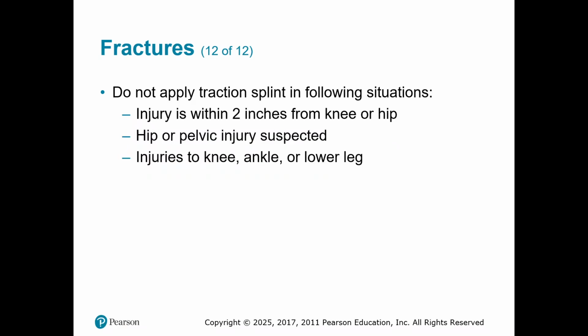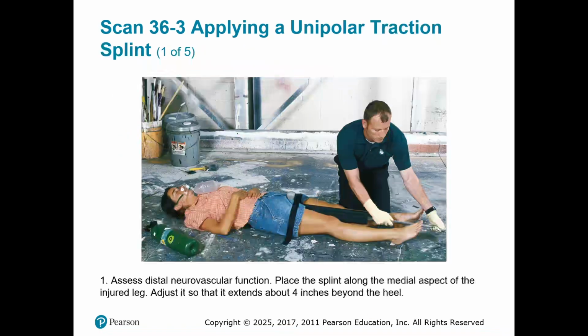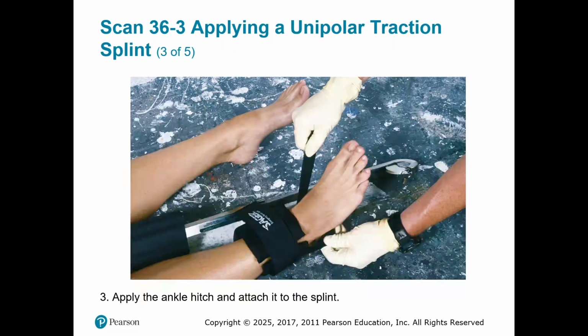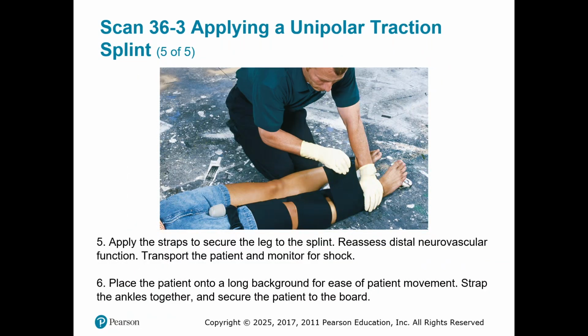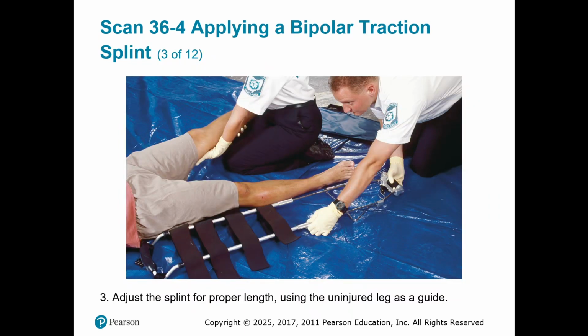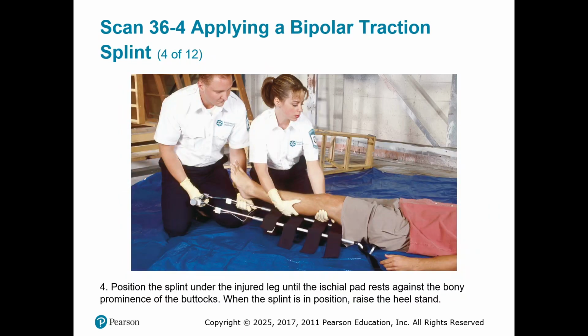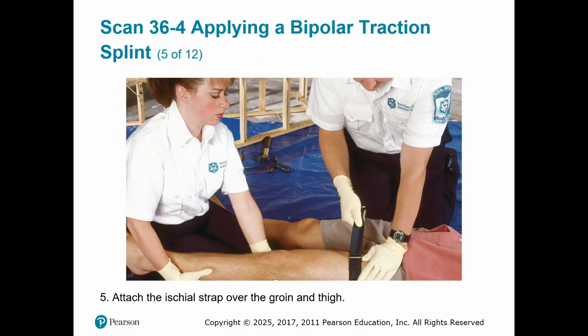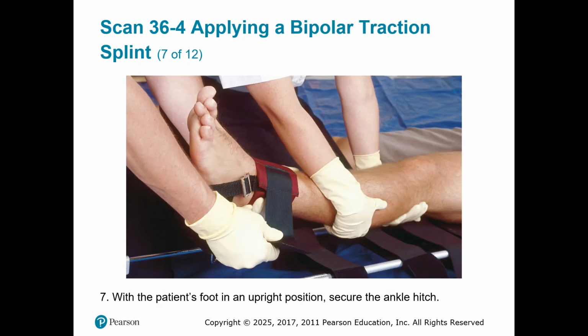You cannot use the traction splint if the injury is within 2 inches of the knee or hip, if a hip or pelvic injury is suspected, or with injuries to the knee, ankle, or lower leg. And they're going to go through here putting this unipolar traction splint on. And now they're going to show how to put a bipolar traction splint on.